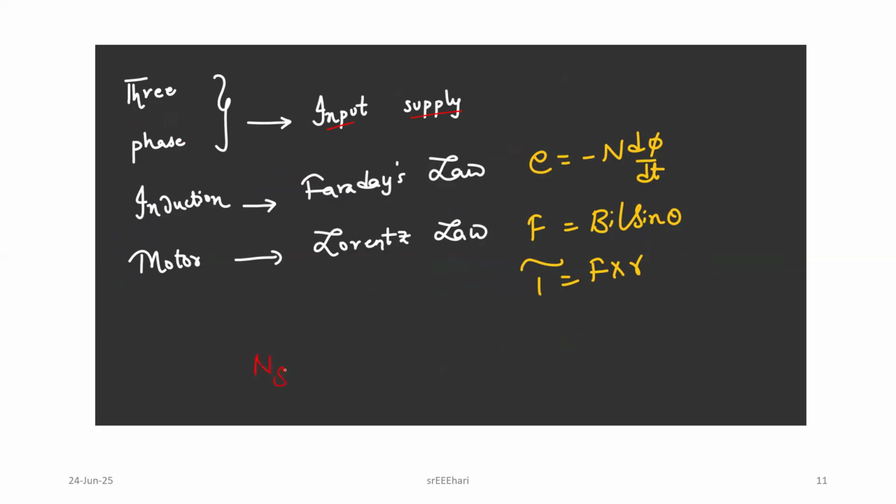And don't forget this: Ns, the synchronous speed, is equal to 120 f by P. And slip is equal to Ns minus Nr. Percentage slip means that divided by Ns.